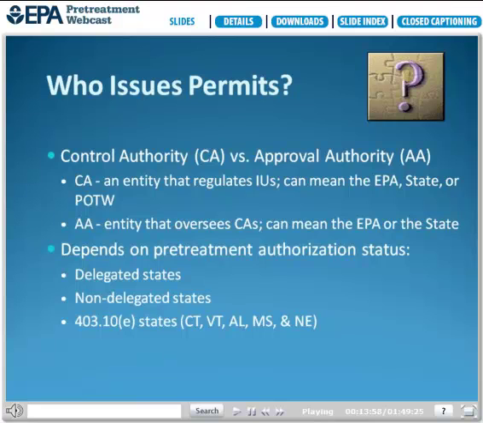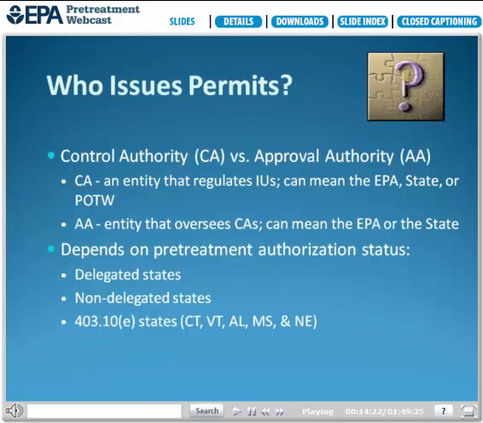The approval authority has oversight of the control authorities. Most typically, the approval authority is the state which issues the NPDES permit to the POTW. But in some states, EPA still does this task. Where a POTW does not have an approved pretreatment program, the oversight of the industrial user falls back to the approval authority, meaning the state or EPA.